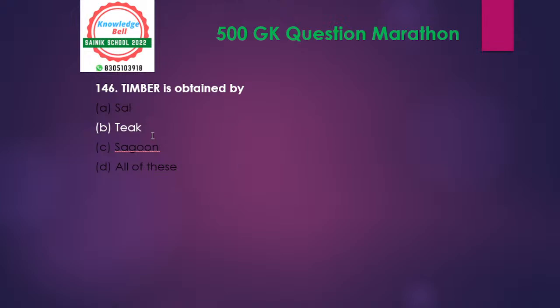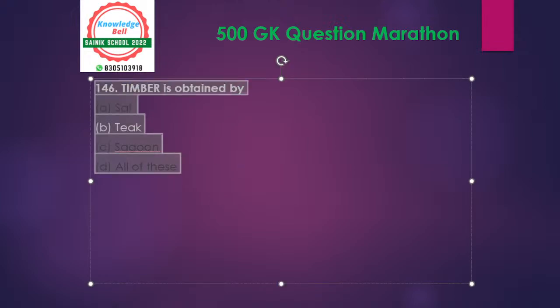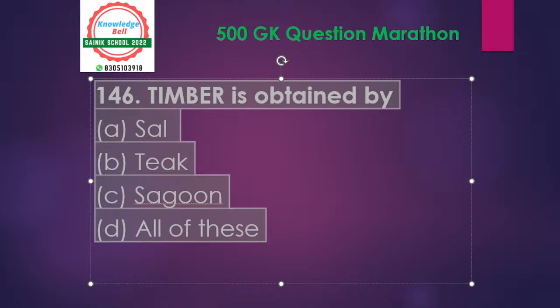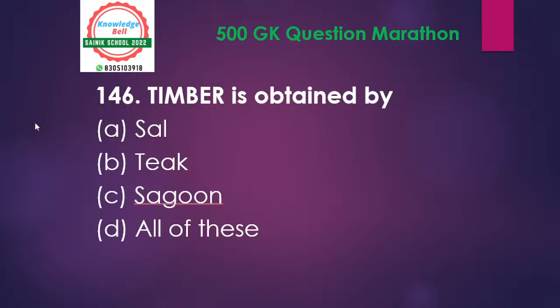The next question, question number 126: timber is obtained from? Where do we obtain timber from? Sal, teak, sagon, or all of these? From where do we obtain timber? Timber is obtained from sal, teak, sagon. Good, everyone is correct here. From the wood of sal, teak, sagon, we get timber.